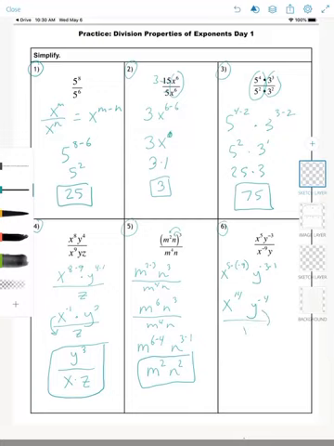Finally, we don't like that negative 4 exponent, so that's going to need to move to the bottom. So we have x to the 14th, which stays in the numerator, and y to the 4th.